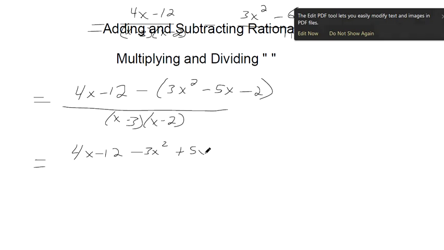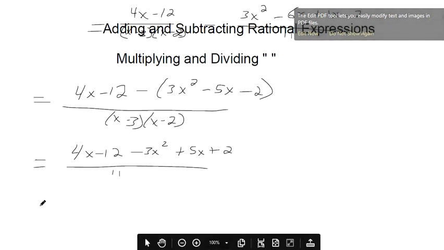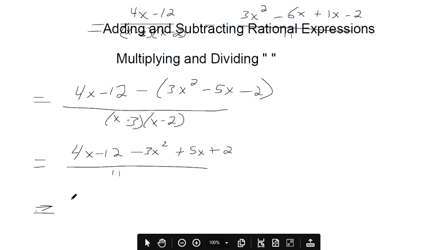That's a plus 5x now because minus a negative 5x means plus 5x. And that's plus 2 because minus a negative. Same thing in the bottom. And now if you combine like terms, you've got 4x plus 5x makes 9x, and actually let's put the minus 3x squared first. That way we have descending powers. So 4x plus 5x made 9x, and minus 12 plus 2 makes minus 10.